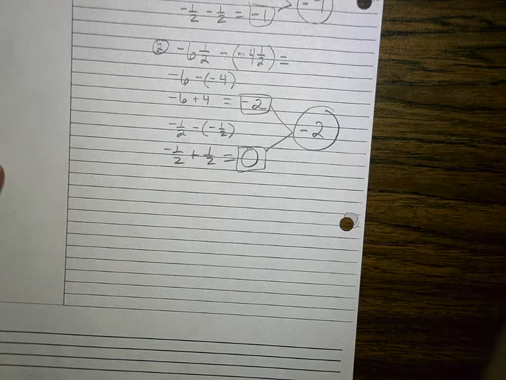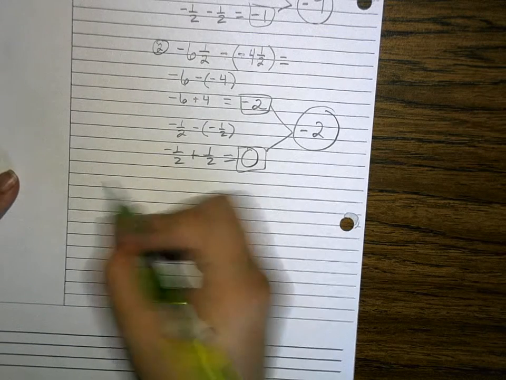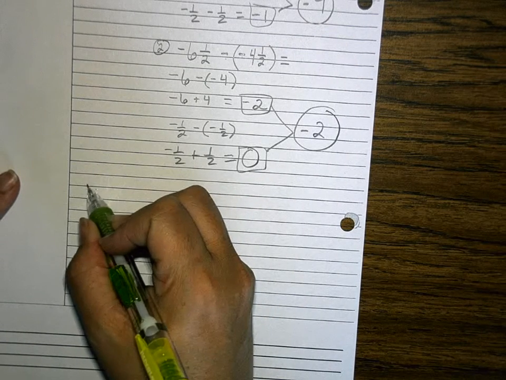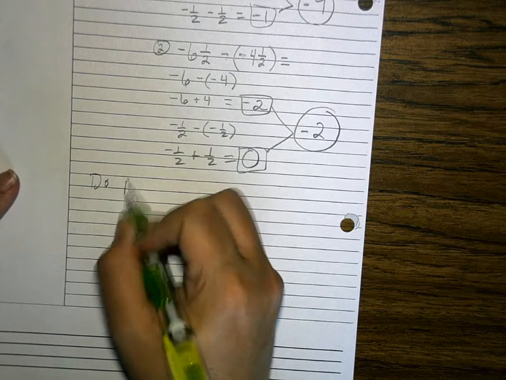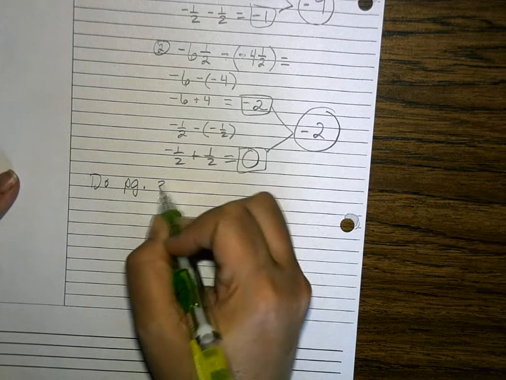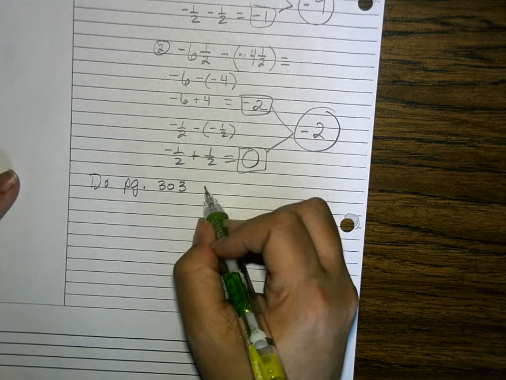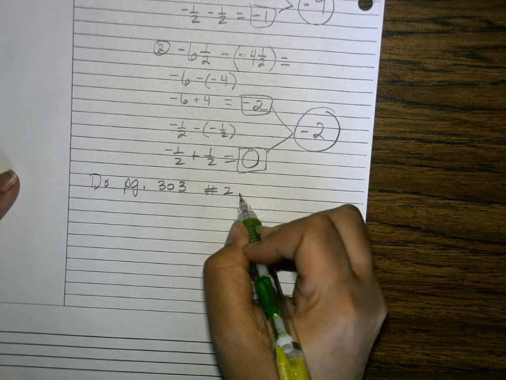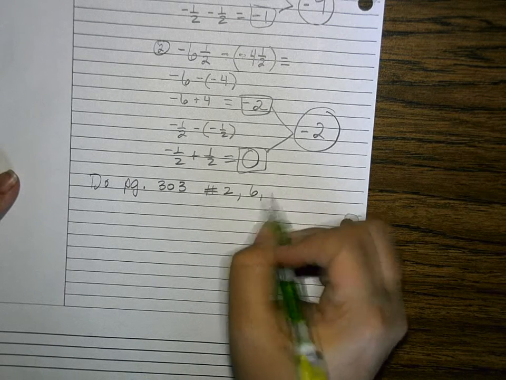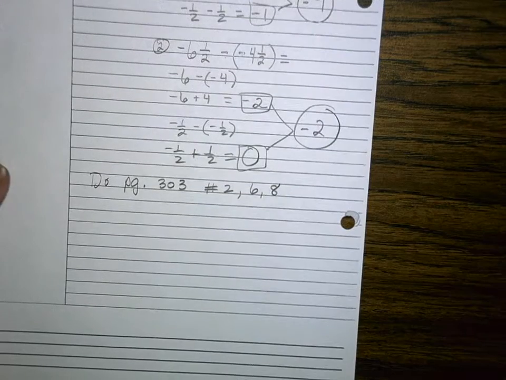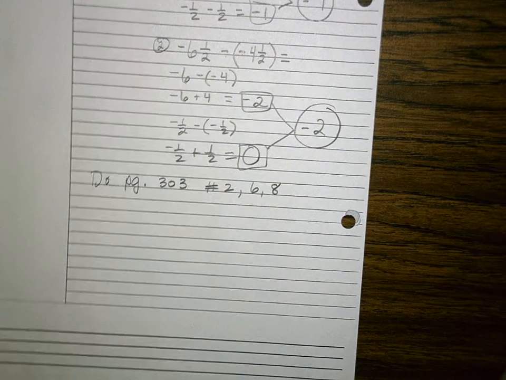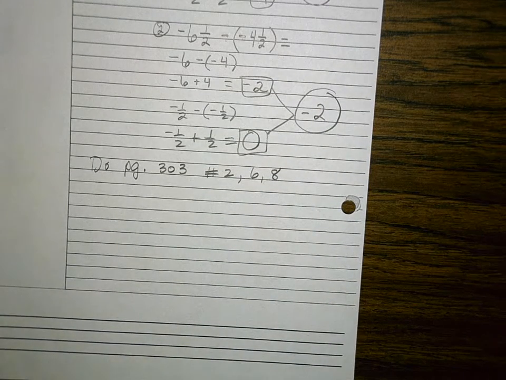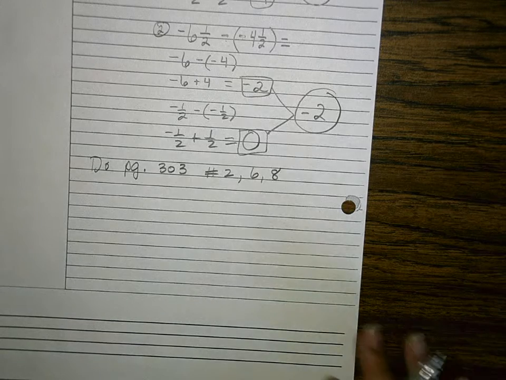Okay, for the next little bit of practice, I just want you to do page 303. You don't have to write this down. I'm just writing it down for people that are watching the recording. Number 2, number 6, and number 8 on page 303 in your math book.